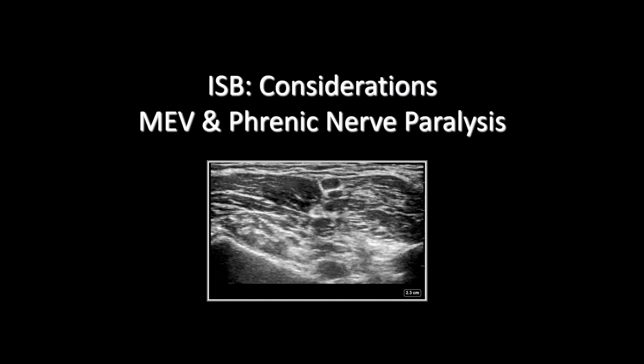Moving on from the neuroanatomy of the shoulder, let's first discuss interscalene brachial plexus block and some considerations: the minimally effective volume, and what happens with the phrenic nerve, because this is often the most important discussion regarding whether or not you should be doing an interscalene brachial plexus block, whether or not the patient will tolerate it.